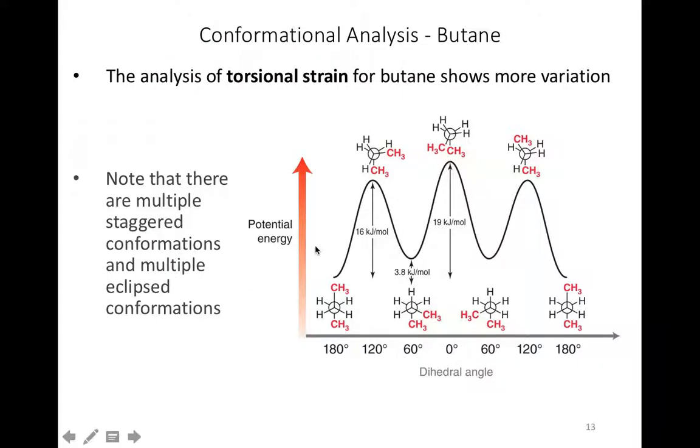Now, butane is interesting. The conformational analysis is a little bit more involved. And rather than just having a single energy for the staggered and a single energy for the eclipsed, we can see that there's 2 different staggered conformations and 2 different eclipsed conformations.